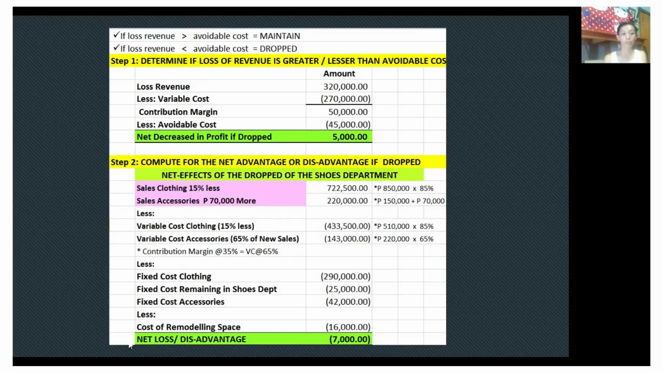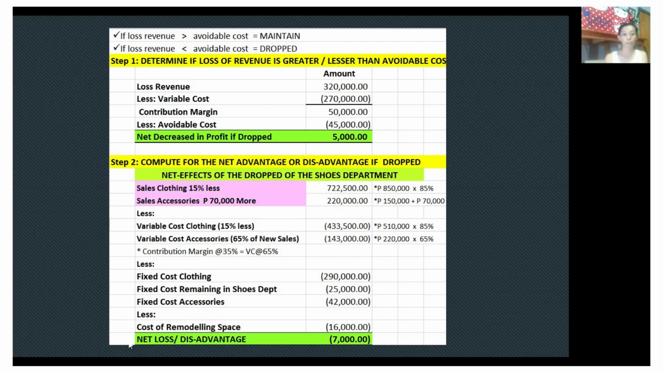If the loss of revenue from the drop is greater than the avoidable cost, or the cost that will be eliminated, then since the loss is bigger, we have to maintain. If the loss is smaller than the eliminated cost, or the cost that can be avoided, so the cost savings are bigger, then we go with the drop decision. So step number 1, determine if the loss of revenue is greater or less than the avoidable cost.